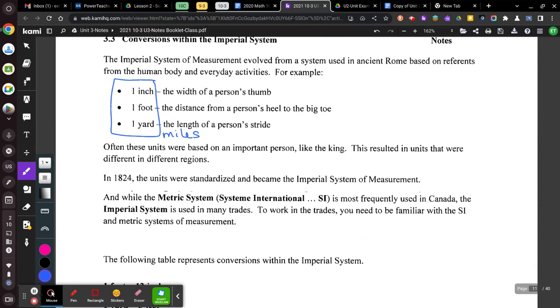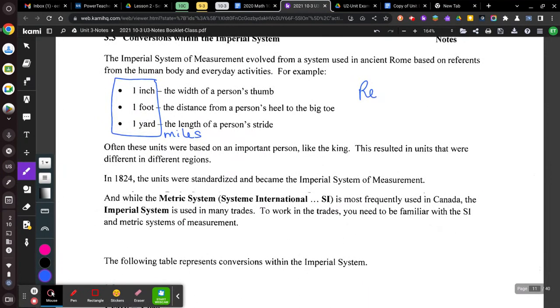So it says, when we talk about these, they are called referents. Okay, these things right here are called referents. So it says the width of your thumb is approximately about an inch. Or sometimes, if you've got skinny fingers, they could say the width of two fingers side by side. That's called a referent.